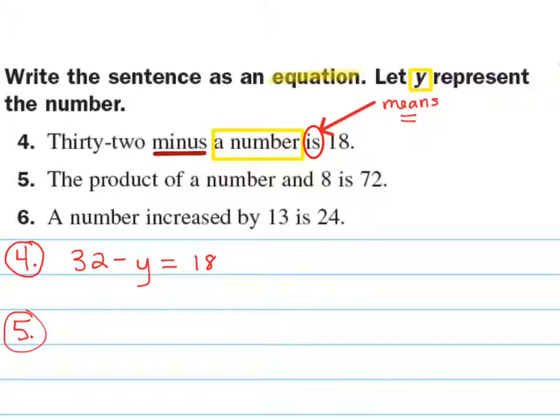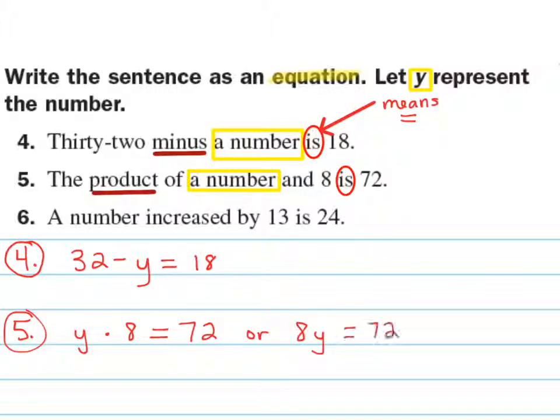Number 5, key word is product. That deals with multiplication of a number y and 8. Is, or equals 72. So we have the following: y times 8 equals 72, or 8 times y equals 72. Remember, when a number is next to a letter right here, that means to multiply.